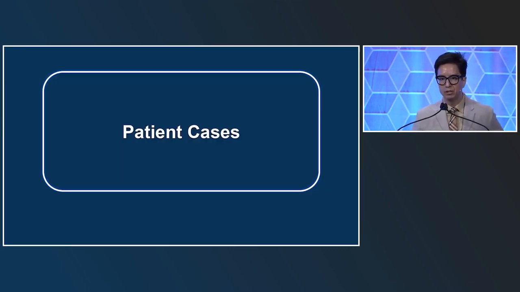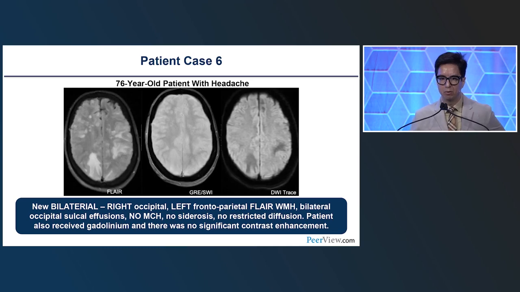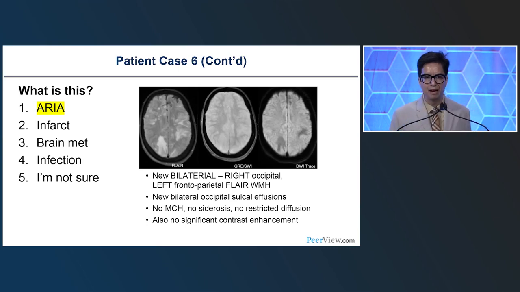And so let's go to some patient cases. This is an example of an individual with new bilateral, right occipital and frontoparietal FLAIR white matter hyperintensities. These are edema, these are effusions. There are no microbleeds or siderosis. So what do we have here in terms of the diagnosis? This is ARIA, but the important thing to note is the history. You can't really say this definitively unless you have the history. So tracking that from the get-go is going to be super important.